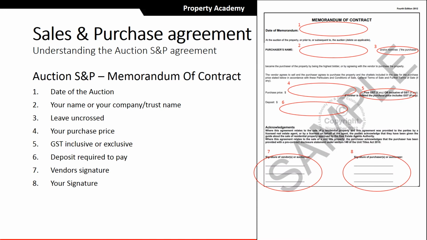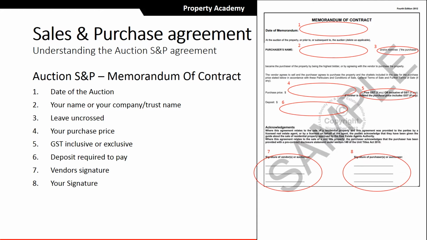So now we're going to look at another page of the auction sales and purchase memorandum of contract agreement. And to make things easier, it's basically a combination of the first page and the GST page of the standard sales and purchase agreement that we looked through previously, of the private agreement that we looked at. And let's just cover the top to bottom so you guys understand everything. So number 1 is the date of memorandum, which is the date of the auction.